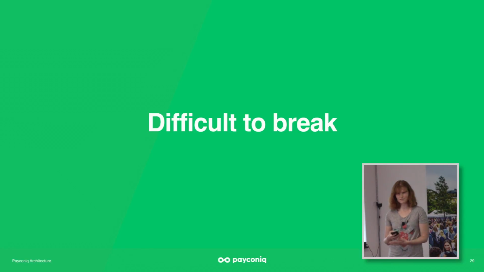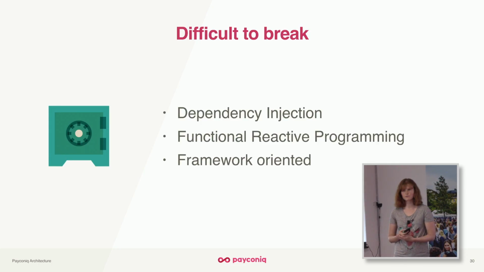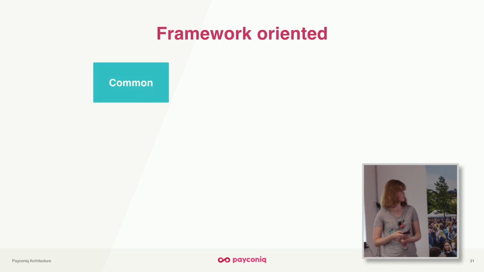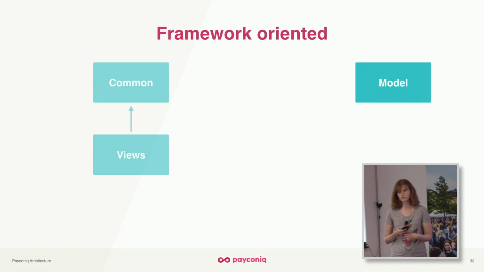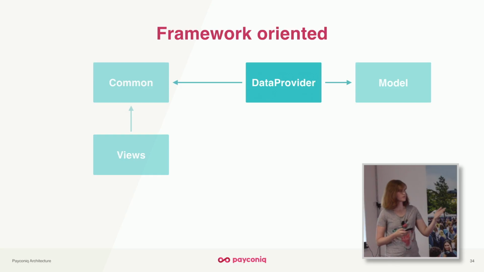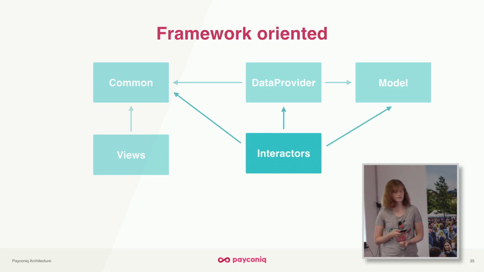Now, once we have this architecture, we want to make it difficult to break. To achieve it, we use dependency injection. We use functional reactive programming, and we also use framework-oriented design. And how do we do it? So we have, let's say, some common framework that contains maybe string utils. And then views only know about this framework. So views don't know, for example, about the model framework. But maybe the data provider framework knows about the model and the common, but doesn't know about the views. And interactors are also a separate framework that doesn't know about the views.